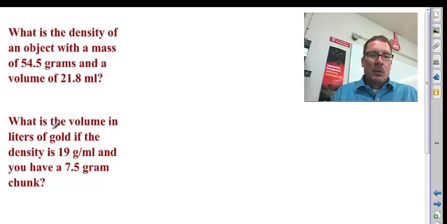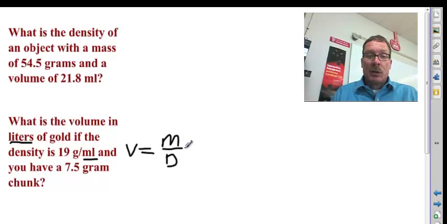Now let's look at this. What is the volume in liters of gold if the density is 19 grams per milliliter and you have a 7.5 gram chunk? Now, we can rearrange. We know from the previous slide that volume is equal to mass over density. So I can plug in those numbers and I can solve and I can get the volume. What I hope you notice is that it asks you for the volume in liters, but it gives you the density in milliliters.